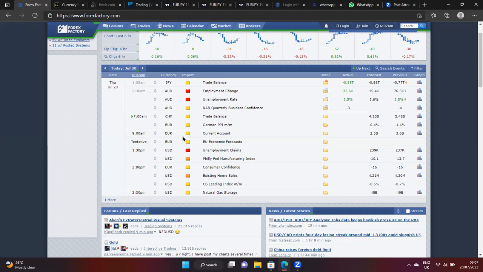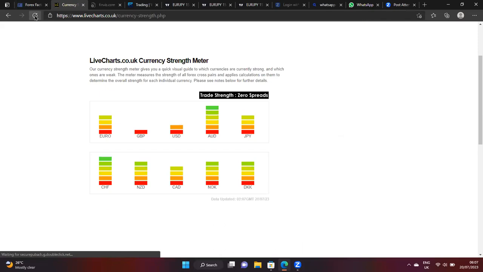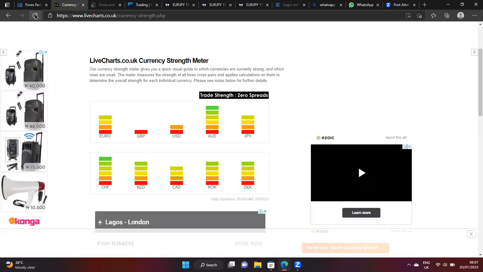Now this is my euro. My euro is perfect, and I traded it this morning. Euro has been perfect, and JPY is perfect too. I traded Euro JPY, and both are perfect. After doing this, the next thing you want to do is check your currency strength meter. You really want to confirm your currency strength meter. This is to verify both currencies you're trading. Remember, you're trading one currency against the other.